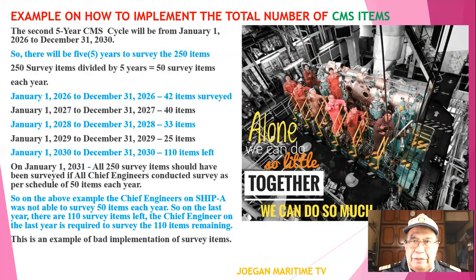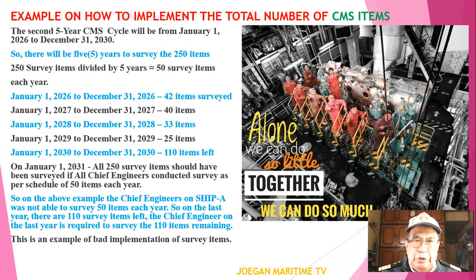Example on how to implement the total number of CMS items. The second 5 year CMS cycle will be from January 1, 2026 to December 31, 2030. There will be 5 years to survey the 250 items. 250 survey items divided by 5 years equals 50 survey items each year.